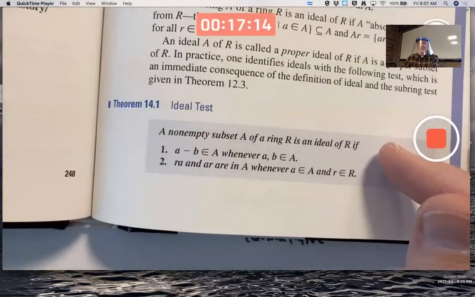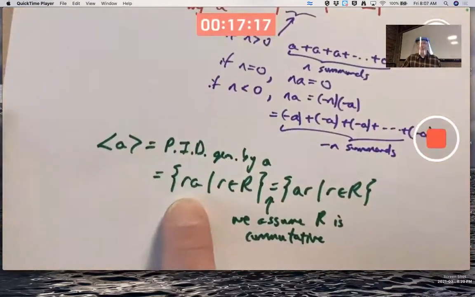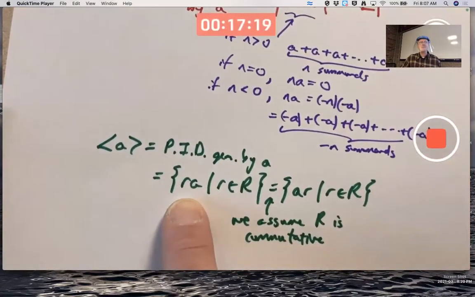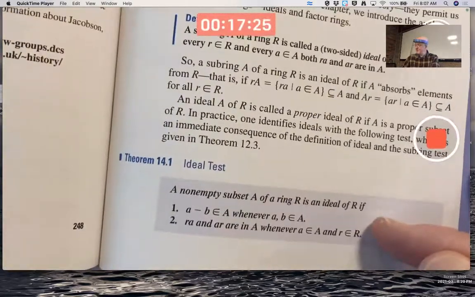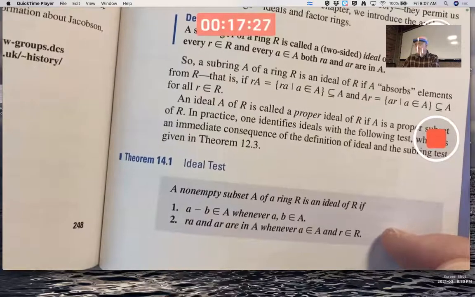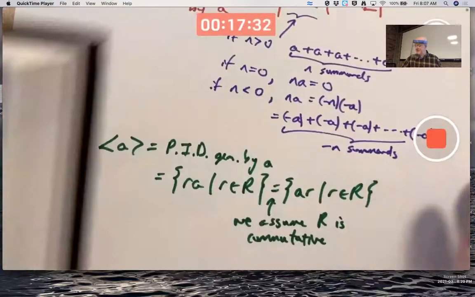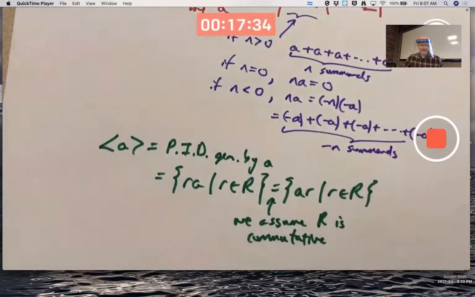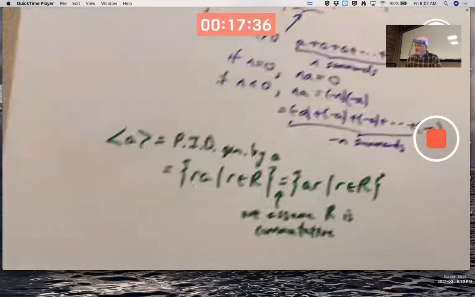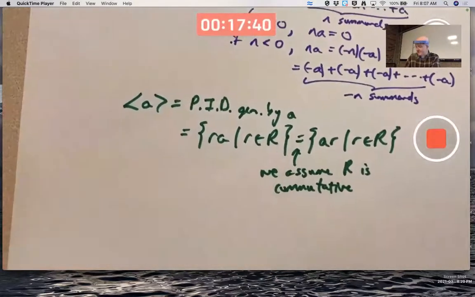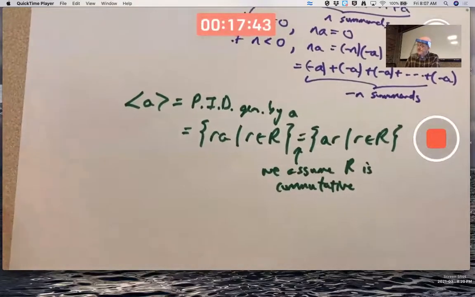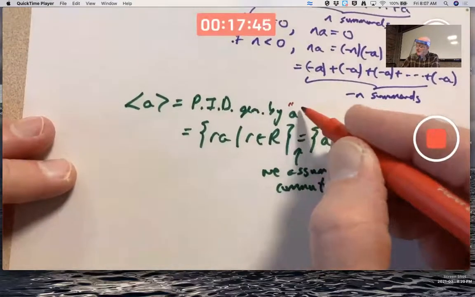First of all, is it non-empty? Well, that's obvious because r can be anything in the ring. Is it closed under subtraction, and is it superclosed under multiplication, I should say? Not going to prove it, but let's think about the idea of the proof. It's certainly non-empty, because again r can be anything in the ring, and a is a fixed element of the ring as well. This is not the word a, this is the element a.